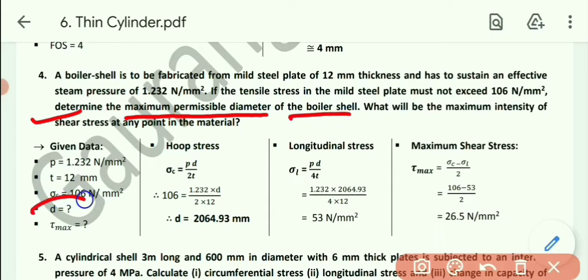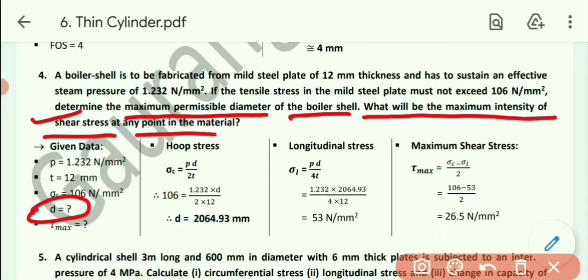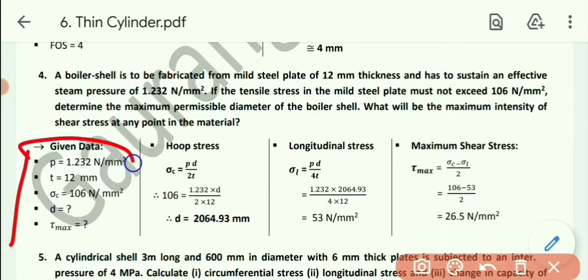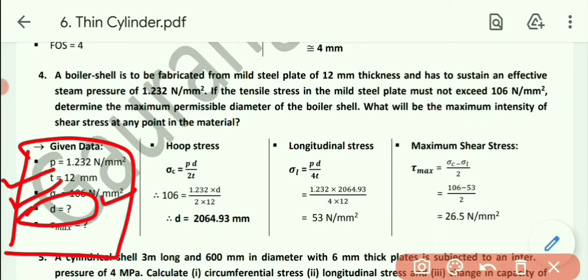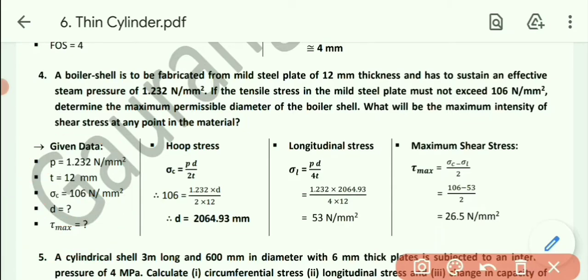So we need to calculate the diameter in this one. What will be the maximum intensity of the shear stress at any point in the material? So in addition, we need to calculate the maximum shear stress, that means tau max. We are already solving this kind of sums from the last two examples. Pressure, thickness and sigma c are given, and we need to calculate D. As sigma c is given in the data, we will apply the formula of sigma c first of all.